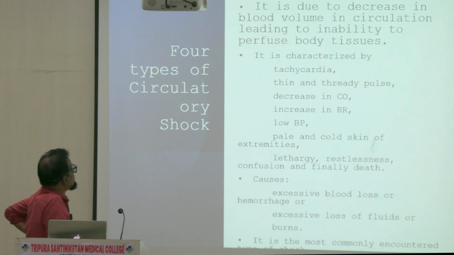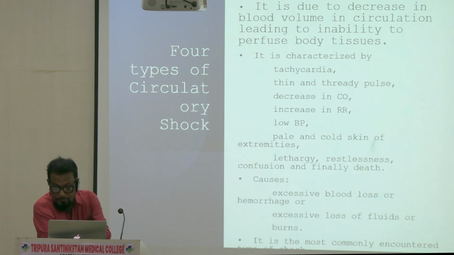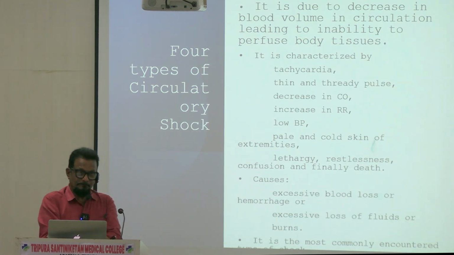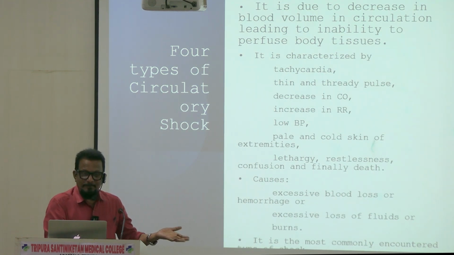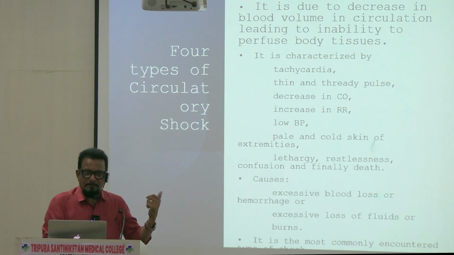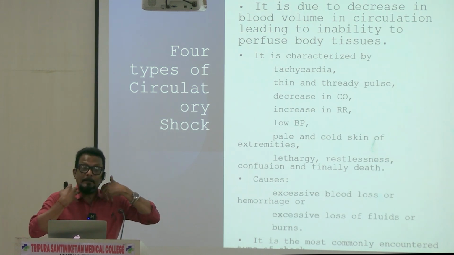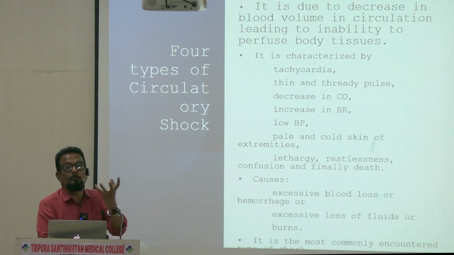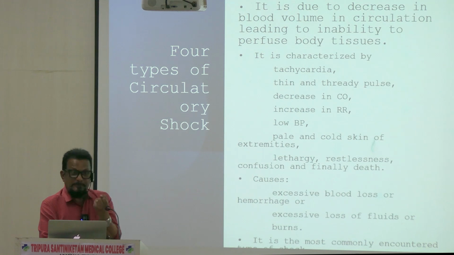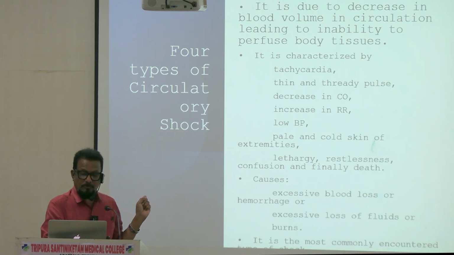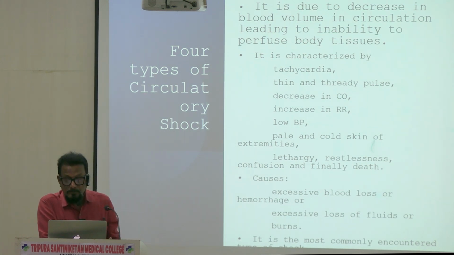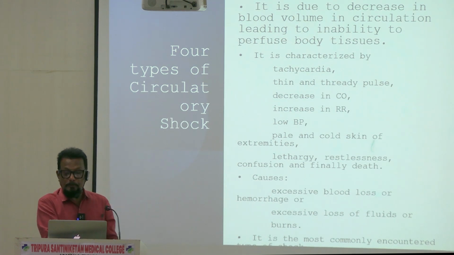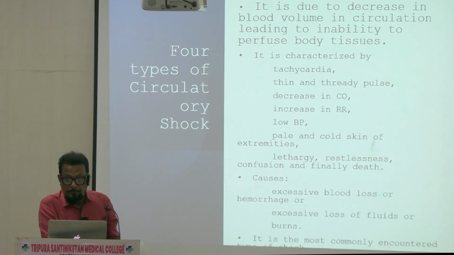There are 4 types of circulatory shock. One is hypovolemic shock. Suppose there is hemorrhage. We have 5 liters, 6 liters of blood, and because of hemorrhage, we will be losing a lot of blood. As a result, blood volume will be reduced, and because of this reduced blood volume, there will be a shock. This sort of shock is called hypovolemic shock.